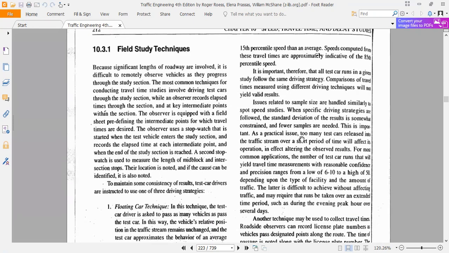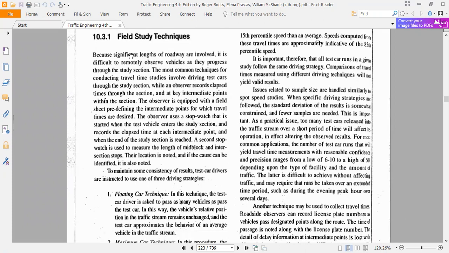The field study techniques that you can use to find the travel time: because a significant length of roadway is involved in calculating travel time, it is difficult to remotely observe vehicles as they progress through the study section. So the most common technique is to drive a test car through a study section. For example, you assign some cars to some drivers and then you tell them to start movement from this location to that location.